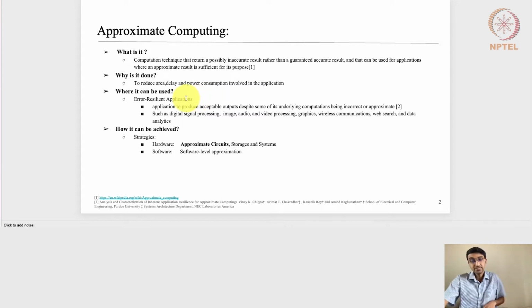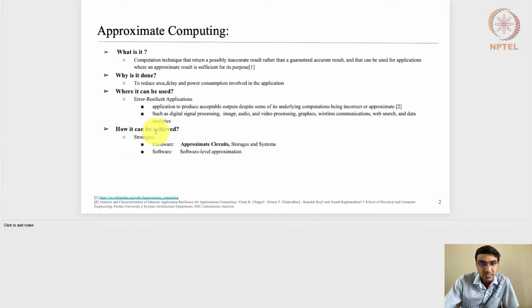Some of those applications are digital signal processing, and image, audio and video processing. Some of them are also useful in wireless communication. So in that sense, it connects the VLSI design to the application side. We will talk about the subsystem design, but eventually it will be useful for the application side. An error-resilient application is one where the product, in the sense of the output of the arithmetic computation, is an acceptable output, despite some of the underlying computations being inaccurate or incorrect.